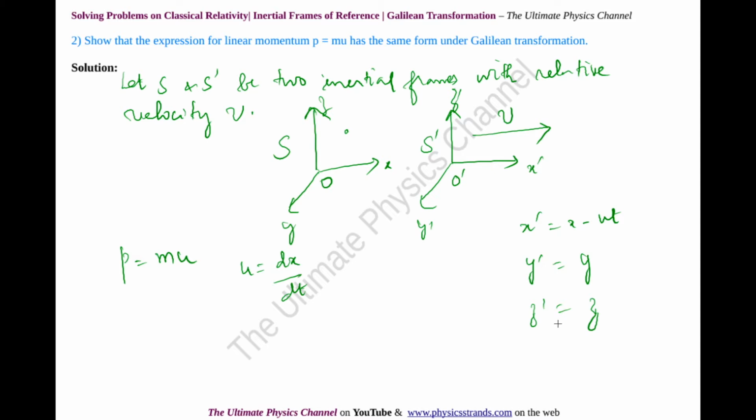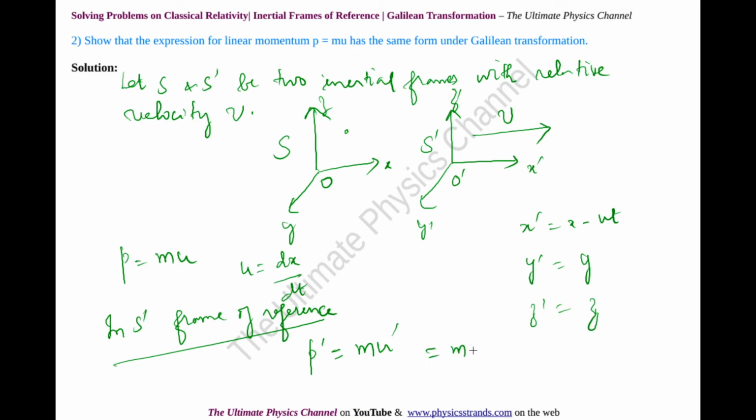These are the expressions. Now in the S prime frame of reference, what we have here is the momentum expression p prime is equal to m, let's say, u prime, assuming that these two are going to be invariant. So under that scenario, we will have this as equal to m into dx prime over dt, right? That d and d prime are the same, so we can just leave it as d.